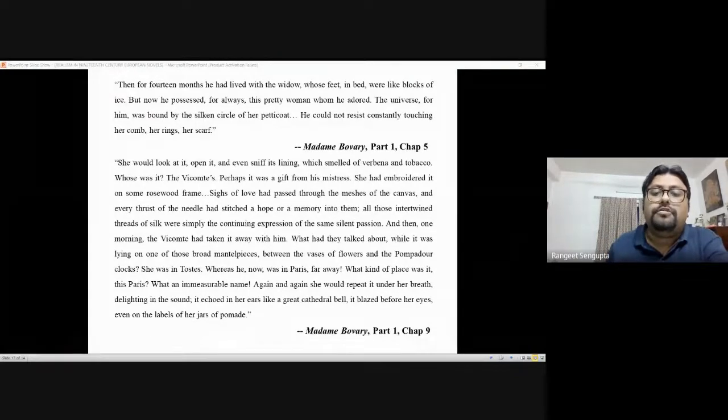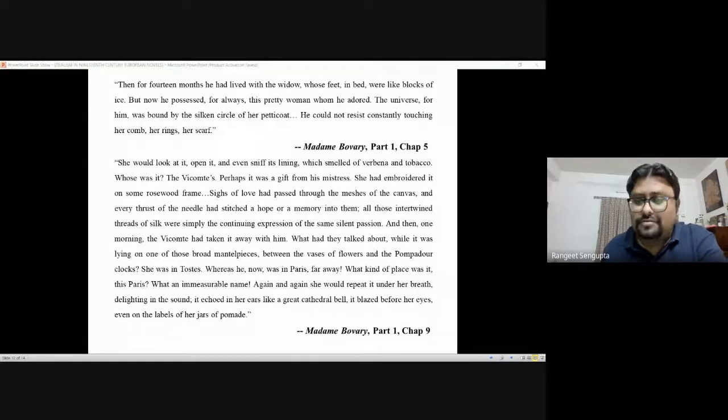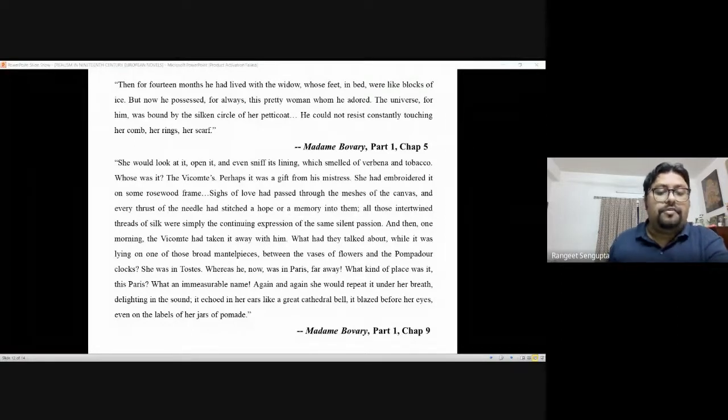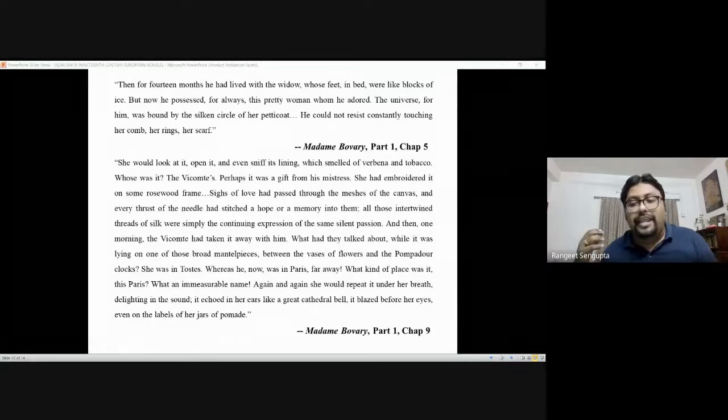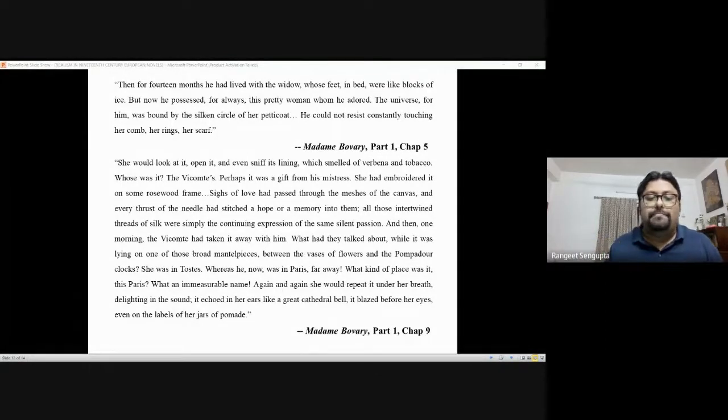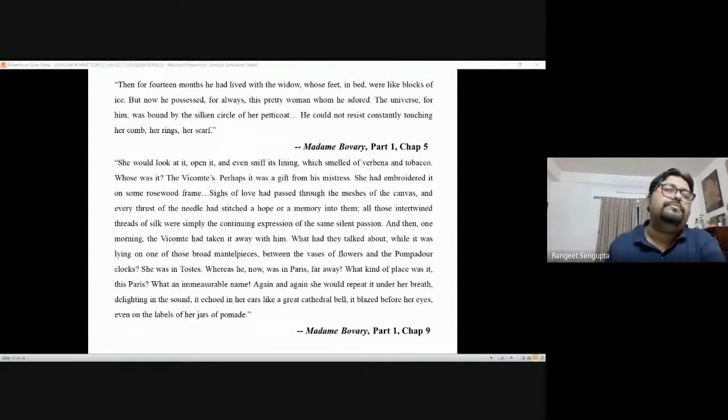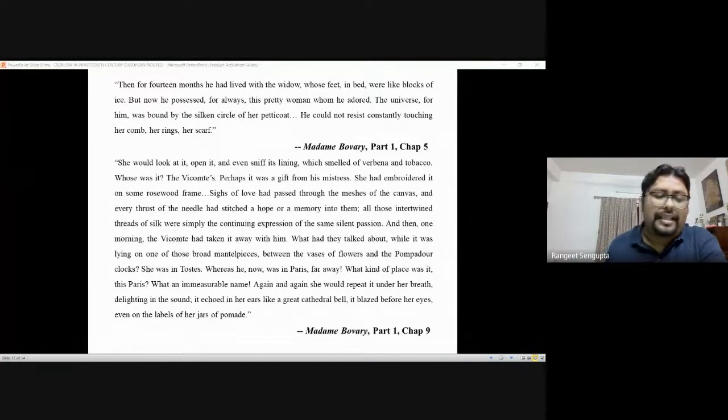"She would look at it, open it, and even sniff its lining, which smelled of verbena and tobacco. Whose was it? The Vicomte's. Perhaps it was a gift from his mistress. She had embroidered it on some rosewood frame. Sighs of love had passed through the meshes of the canvas, and every thrust of the needle had stitched a hope or a memory into them. All those intertwined threads of silk were simply the continuing expression of the same silent passion. And then, one morning, the Vicomte had taken it away with him.